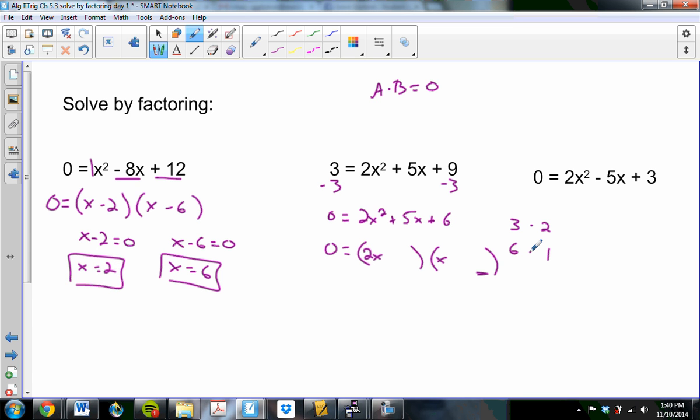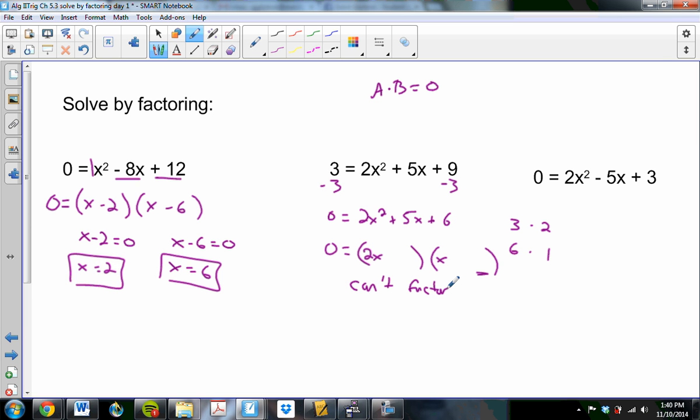I can't find two numbers that are going to multiply to 6 and combine to 5. This one can't be factored. That doesn't mean it can't be solved. That just means that it can't be factored.